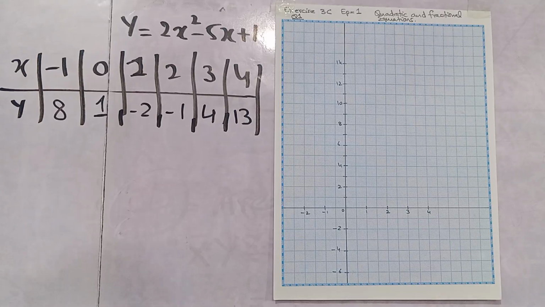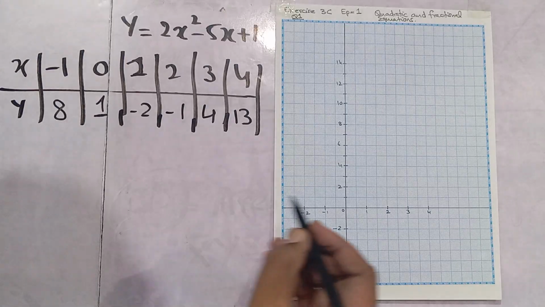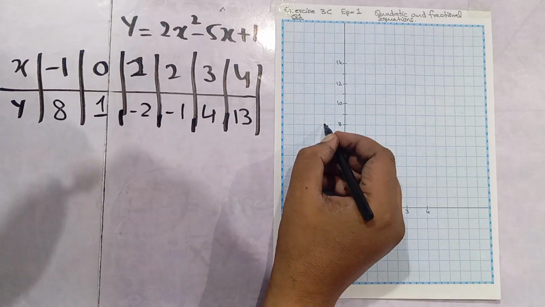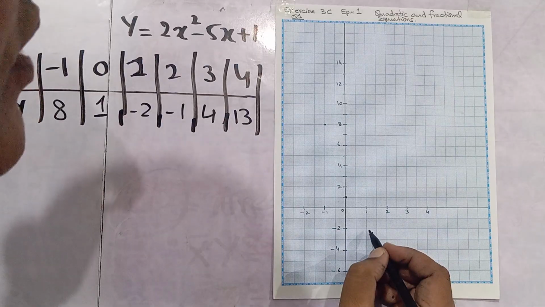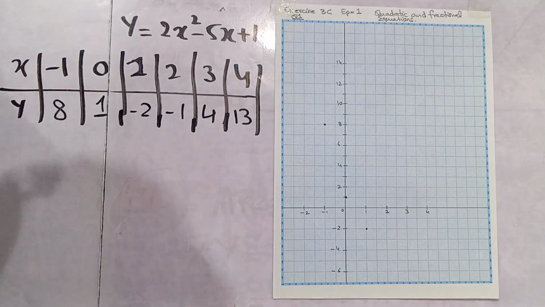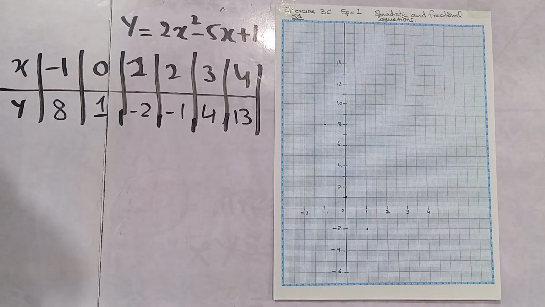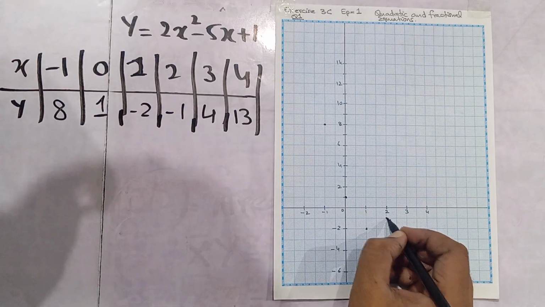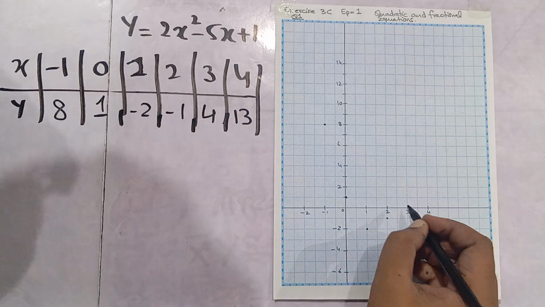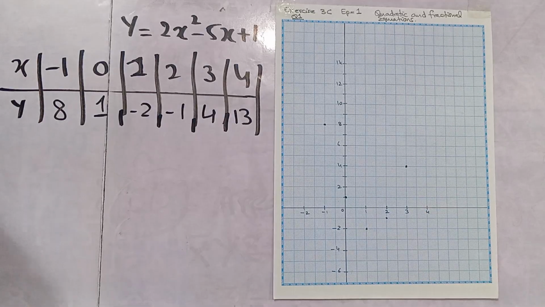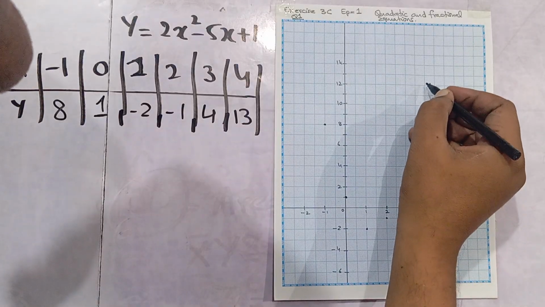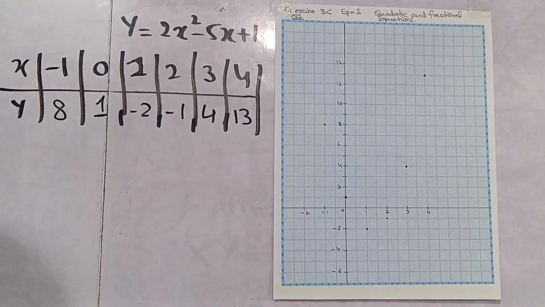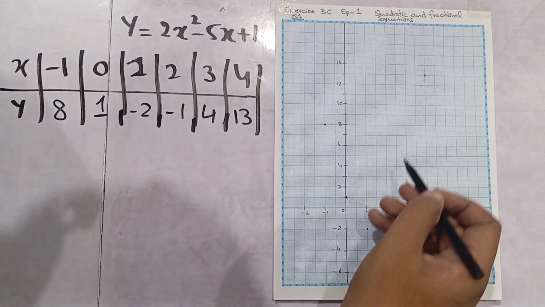At minus 1, your answer is positive 8. This is the point. At 0, you have 1. So this is the point. At 1, you have minus 2. So this is the point. At 2, you have minus 1. At 3, you have 4. And at 4, you have 13. 13 is here. So this graph is of the parabola shape.